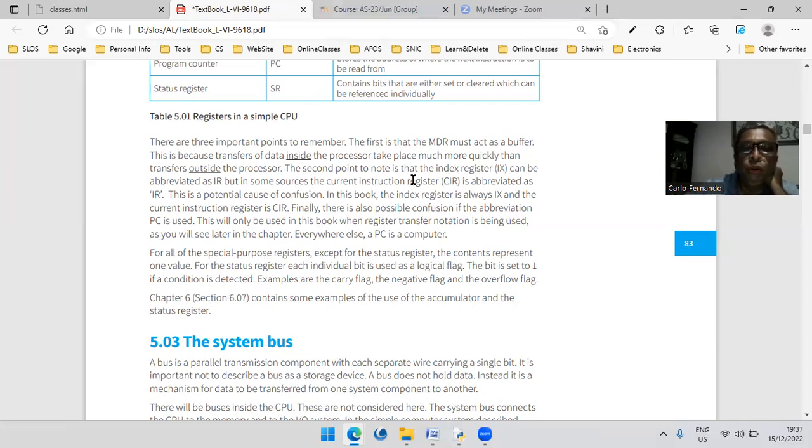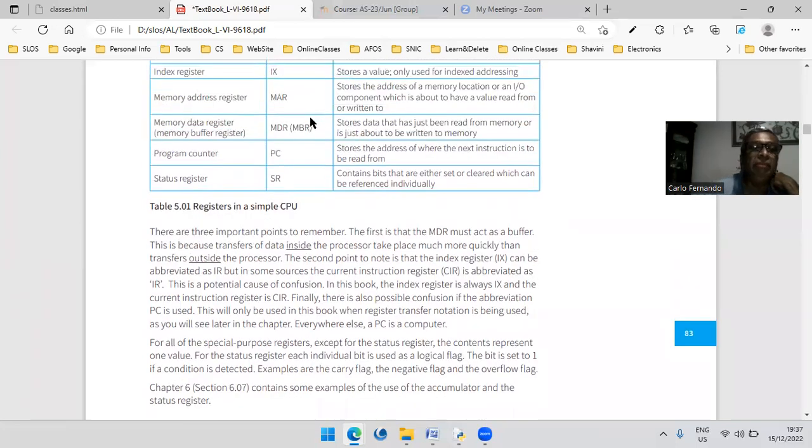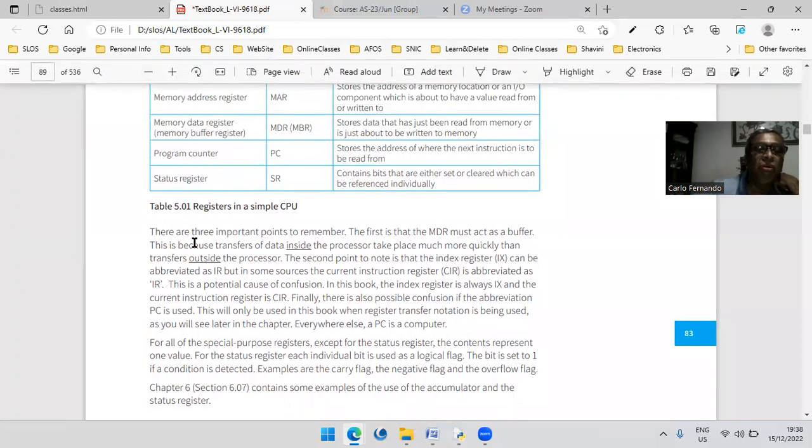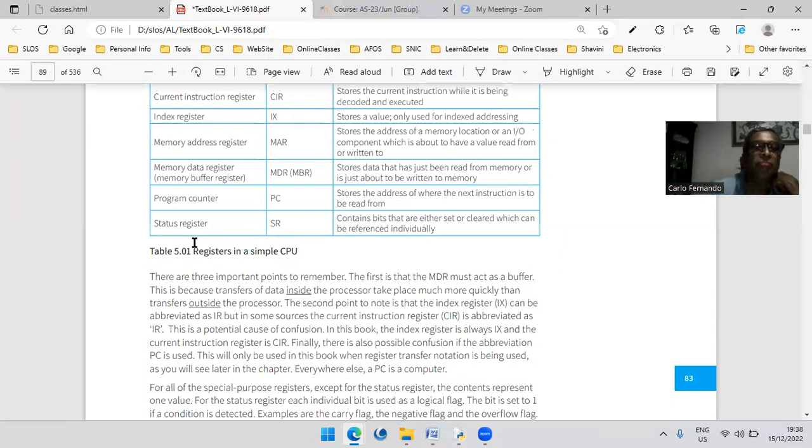The second point to note is that the index register, that is IX, you are familiar now, IX index register, can be abbreviated as IR. These are the things making it difficult for us, isn't it? Abbreviated to IR because index register, I for index and R for register. Okay, so what to do? We'll have to remember that also.